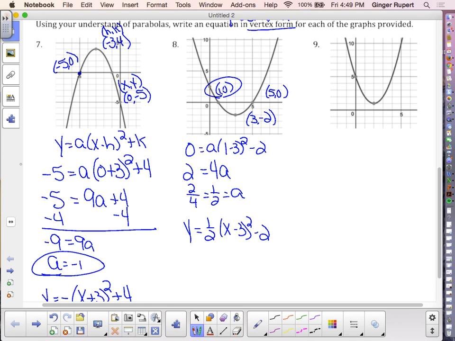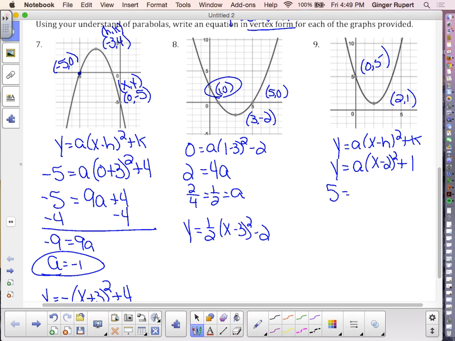One more, number 9. I have the vertex at 2, 1. I have an ordered pair at 0, 5. I'm going to do it in 2 steps this time, for those of you who are still thinking about this. I have vertex form, y is equal to a times x minus h squared plus k. Substitute in your vertex, y is equal to a times x minus 2 squared plus 1. Then substitute in your ordered pair. 5 is equal to a times 0 minus 2 squared plus 1.